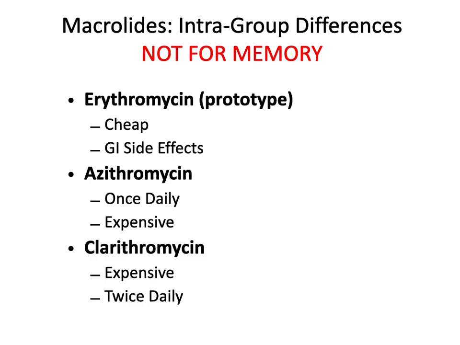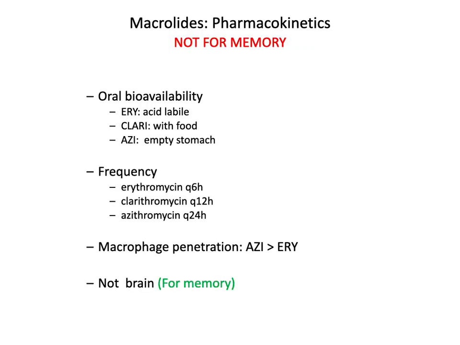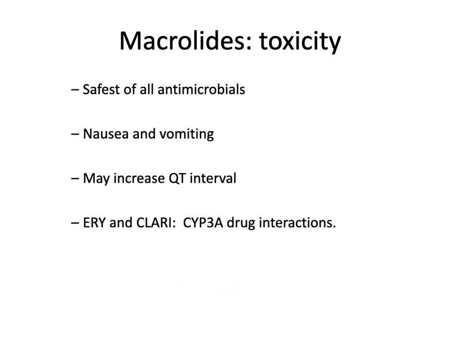I put this slide not for your memory, but take some differences between the 3 macrolides and also other pharmacokinetic details for the macrolides, because those are commonly used drugs. But I want you to point out that it doesn't distribute in the brain, so definitely not for meningitis. Toxicity, they are usually safe. Nausea and vomiting, again, there might be an increase of QT interval. We've seen that before with fluoroquinolones and CYP interaction, and we've seen that also, remember, with chloramphenicol.